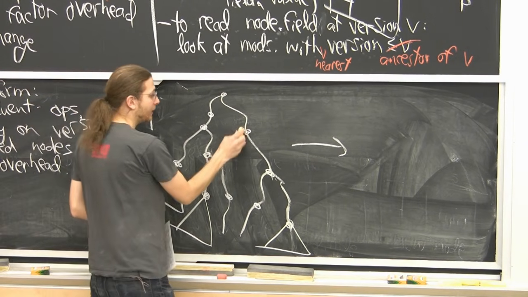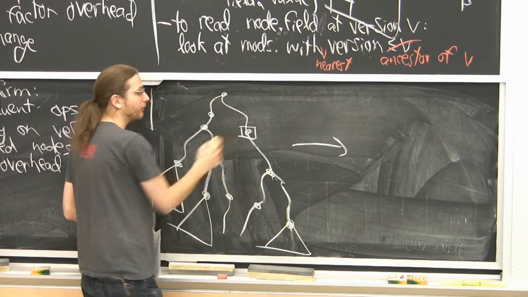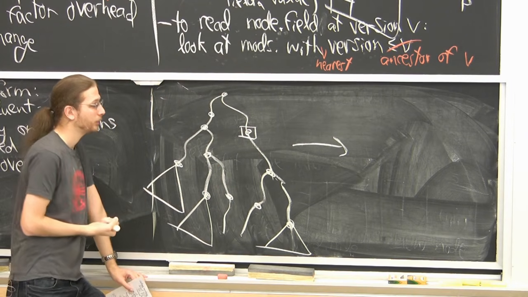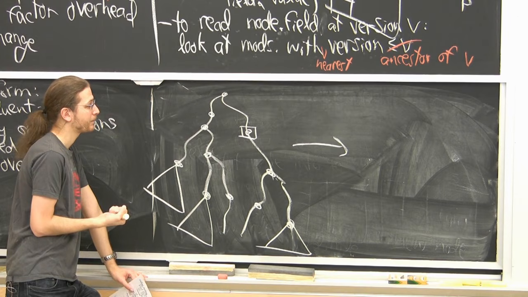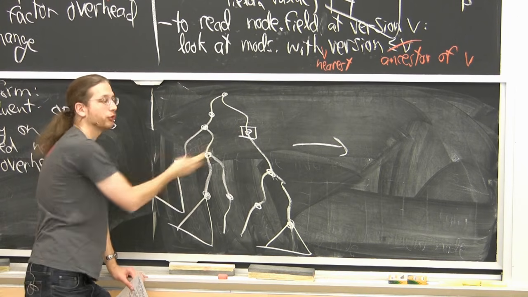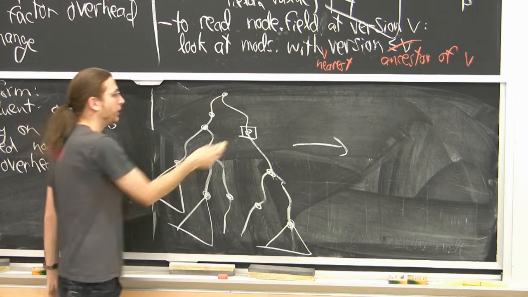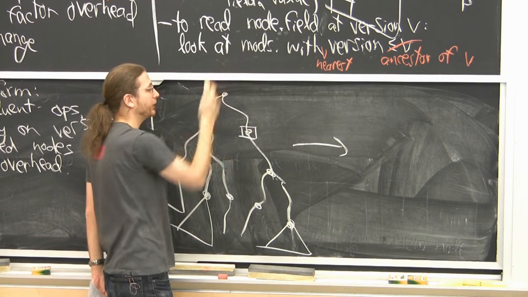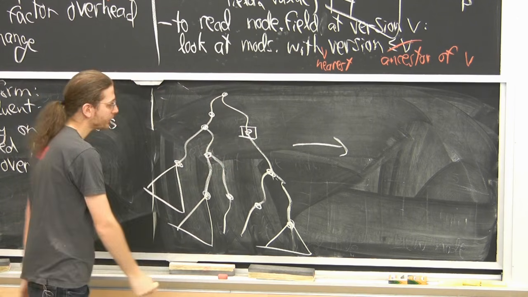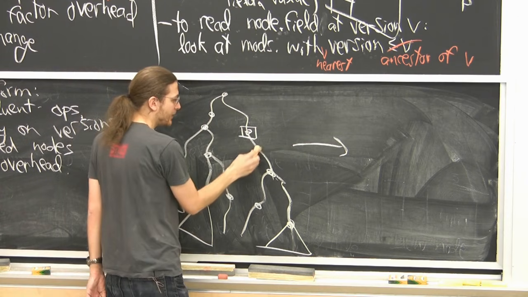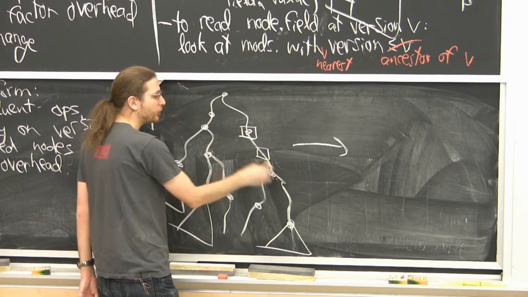Either you're lucky, and the version you're talking about is a version where the node was changed. In that case, the data is just stored right there. That's easy. So you can just say, oh, how did the node change? Oh, that's what the field is. OK, follow the pointer.